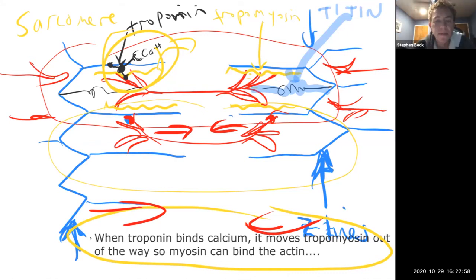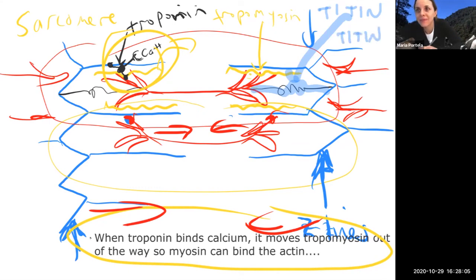What is the name, doctor? I cannot see it in the here. Thank you. Do the Z lines get closer to each other? What's that? Do the Z lines get closer to each other? Exactly. The Z lines get closer to each other.